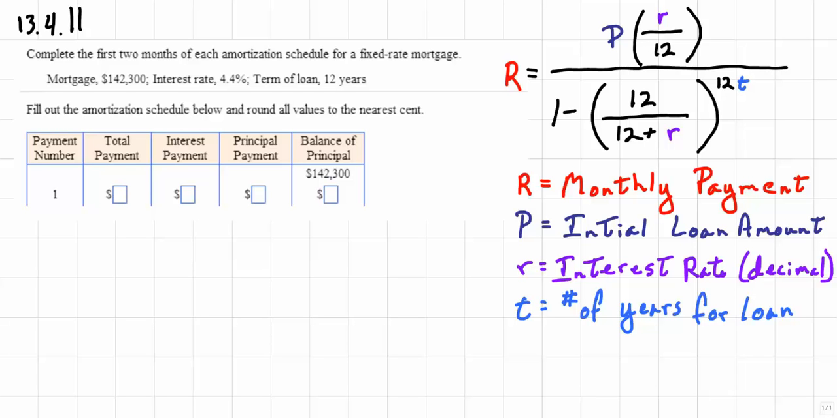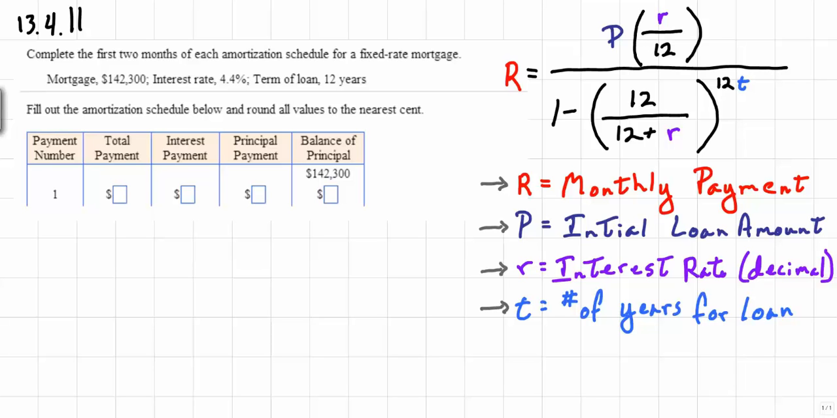Well, we're going to use this formula over to the right where R is equal to P times r over 12, all over 1 minus 12 divided by 12 plus r raised to the 12t power. Now I want you to understand that for this particular problem, R is going to be your monthly payment. P is the initial loan amount. Little r is the interest rate as a decimal. And t is going to be the number of years for the loan. And we're going to use a calculator to do this one.